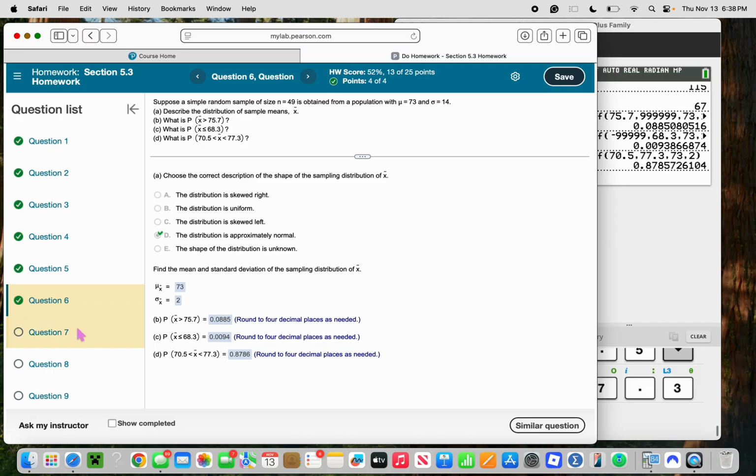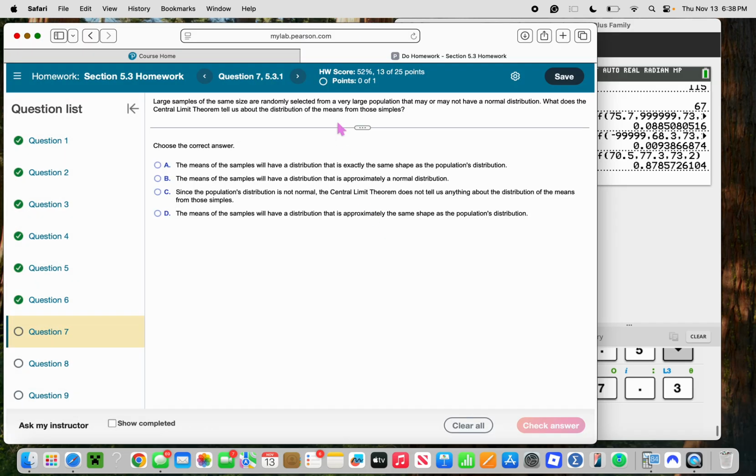All right, for number 7, it says large samples of the same size are randomly selected from a very large population that may or may not have a normal distribution. What does the central limit theorem, which is what I was just talking about, tell us about the distribution of the means from those samples? It says the mean of the samples will have a distribution that is exactly the same shape as the population's distribution. Okay, so we're talking about large samples. So the means of the samples will have a distribution that is approximately a normal distribution. Since the population's distribution is not normal, the central limit theorem doesn't tell us anything about that.